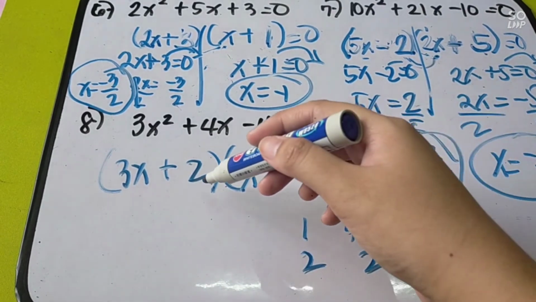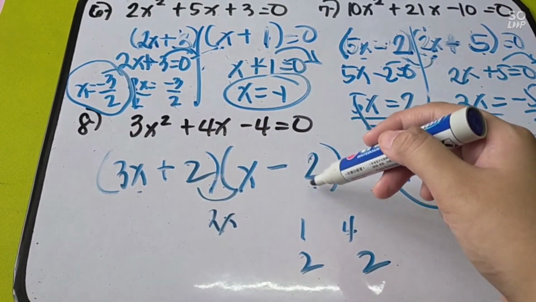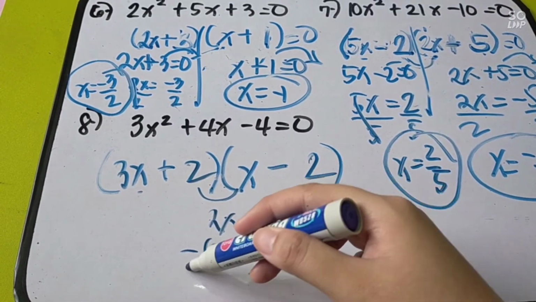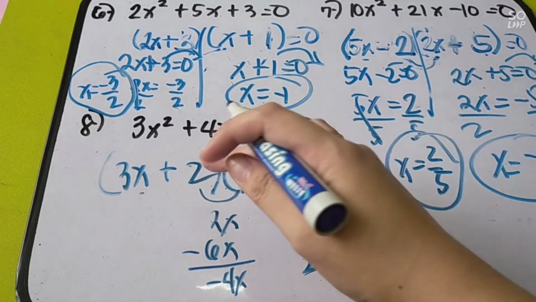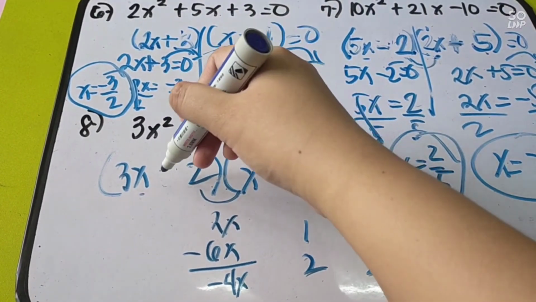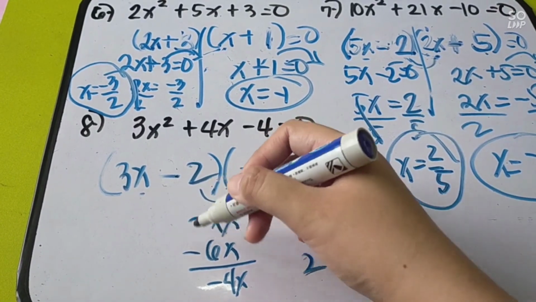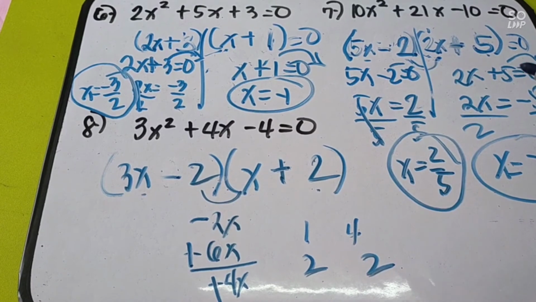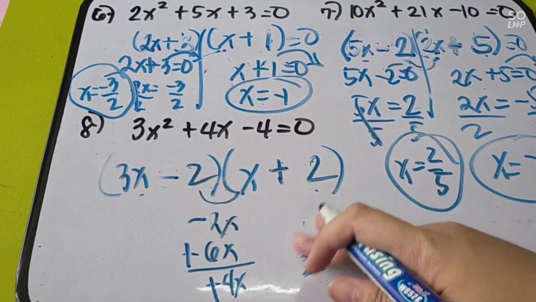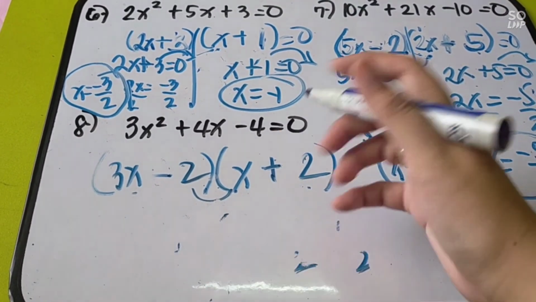Let's try. 2 times 2, that is 2x. 3 times 2, that is negative 6x. The answer is negative 4x. So, since sign lang nagkaiba, this should be negative, then should be positive. Para ito ay magiging negative, this one magiging positive. So, your middle term is positive. Alright, so we're done with this number 8. Okay na tayo sa factors.